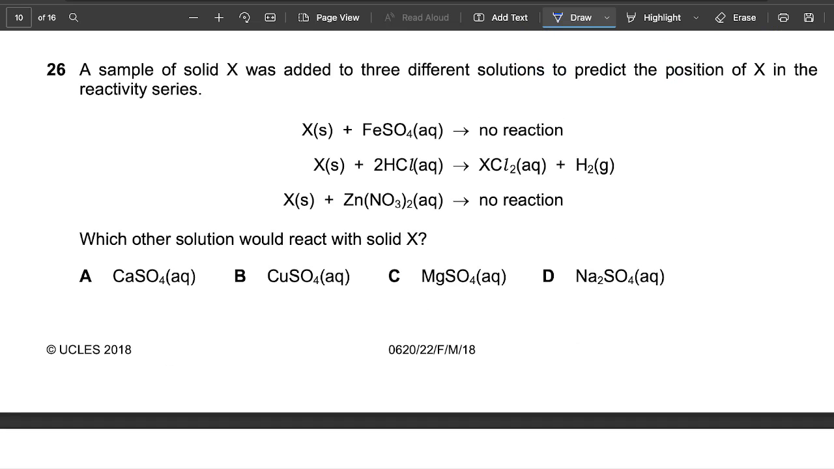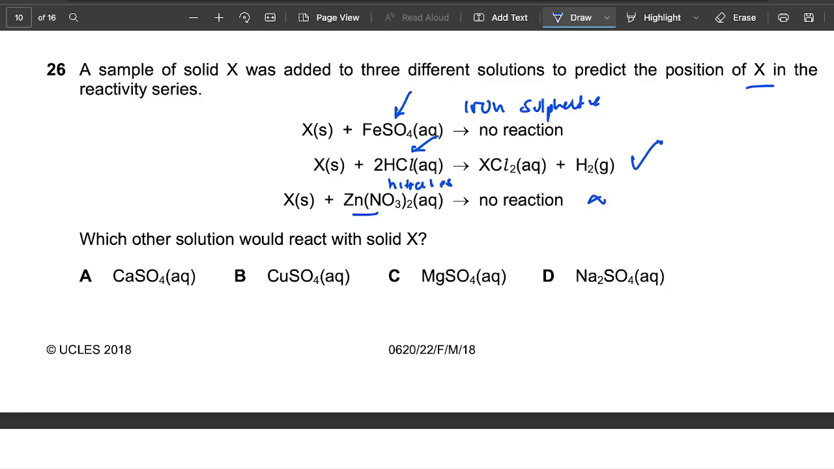A sample of solid X. Question 26: a sample of solid X was added to 3 different solutions to predict the position of X in the reactivity series. Which other solution would react with solid X? When we react it with iron sulfate, there is no reaction. But when we react it with hydrochloric acid, there is a reaction. When we react it with zinc nitrate, again there is no reaction. So what does that tell us?